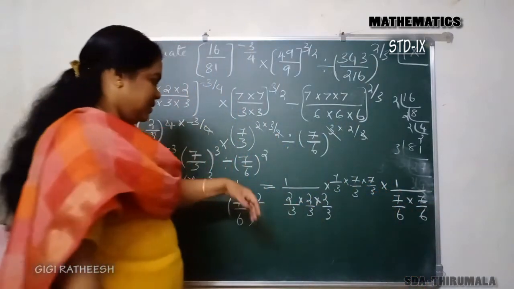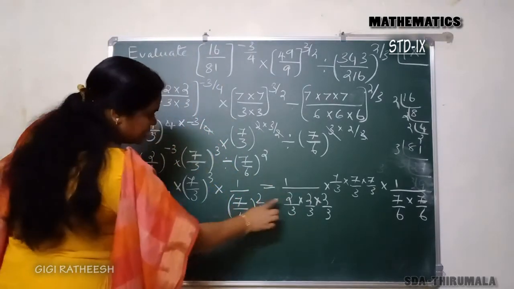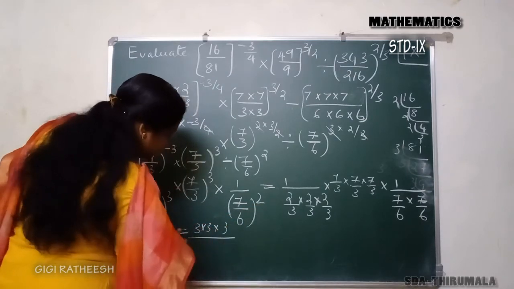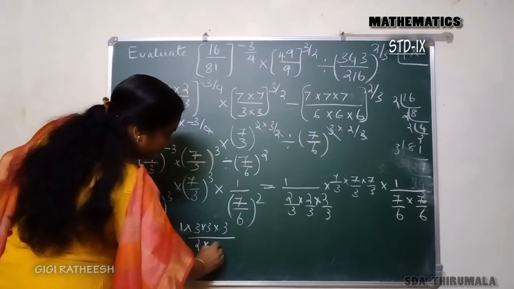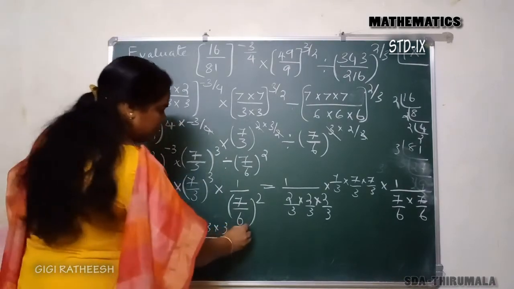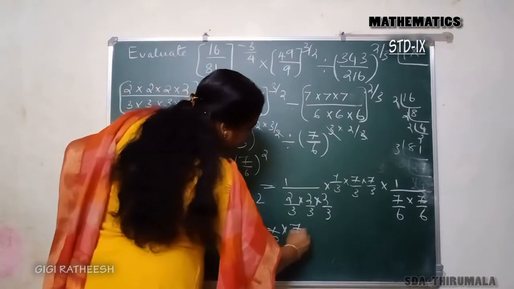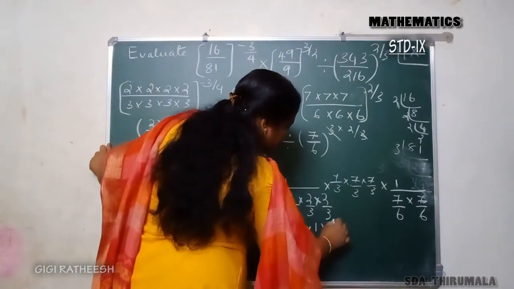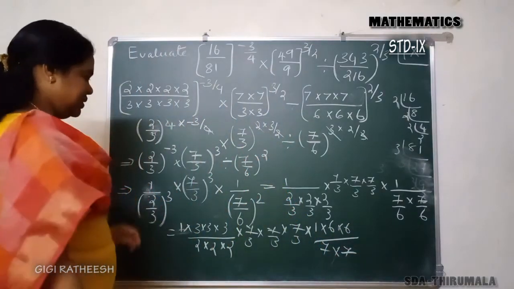And we can change this into the reciprocal form. That is, we get 3 into 3 into 3 divided by 1 into 1, and then the reciprocal, that is 2 into 2 into 2, and into 7 by 3 into 7 by 3 into 7 by 3 into 1 into 6 into 6 by 7 into 7. And then cancel this.